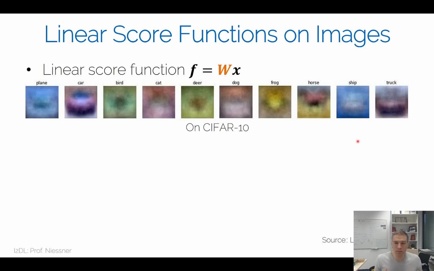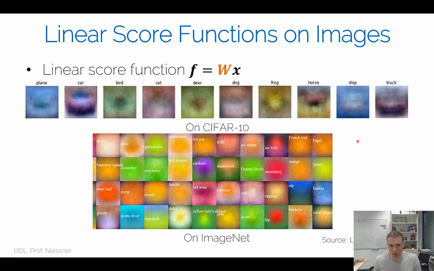But now if you're taking a more complicated data set, for instance, ImageNet. So ImageNet has, I think, a total of like 12 to 14 million images or something like this, and it actually has 1,000 different classes. It's much, much more diverse in terms of the data that it actually has.